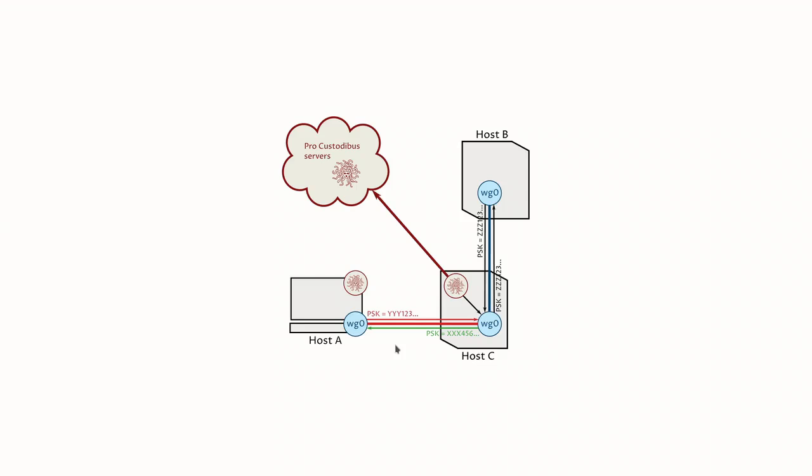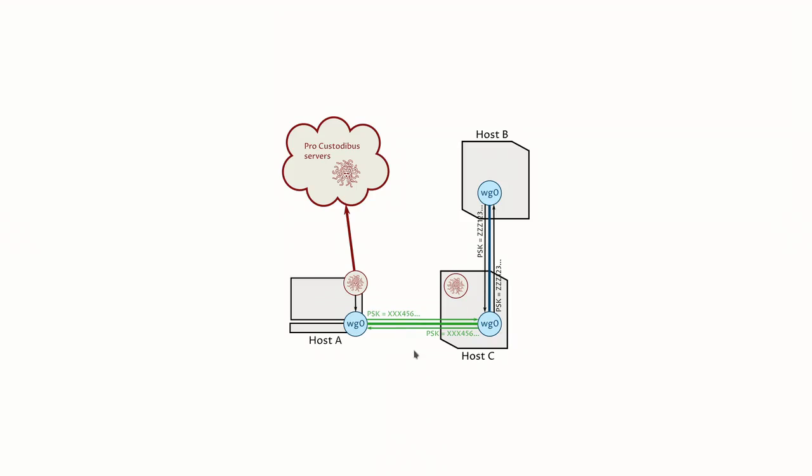So here we have rotated the pre-shared key on just the host C side to be XXX456 blah blah blah, and broken the connection between host C and host A. So now, in order for a user using host A to reestablish this connection, that user has to open up a web browser and authenticate herself with Pro Custodibus. And once she does this, Pro Custodibus will update host A with the matching pre-shared key of XXX456 blah blah blah, allowing the WireGuard tunnel between host A and host C to be reestablished.